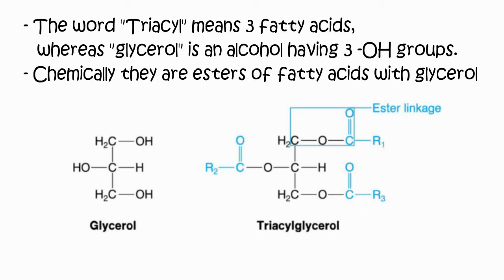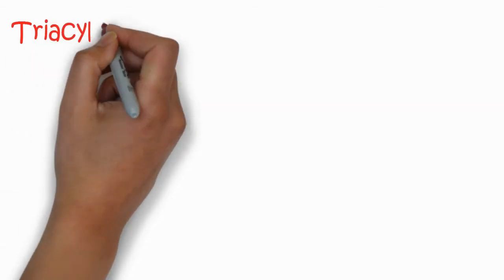In this picture, you can see that glycerol has 3 hydroxyl groups, where R1, R2, R3 are 3 fatty acids which form ester linkages with the glycerol. So the 3 fatty acids are attached by an ester linkage with the glycerol alcohol.